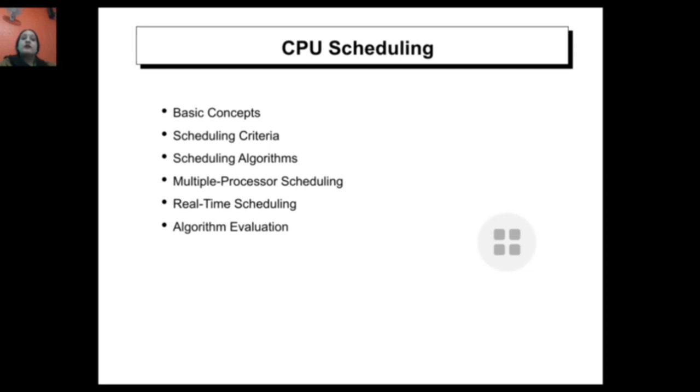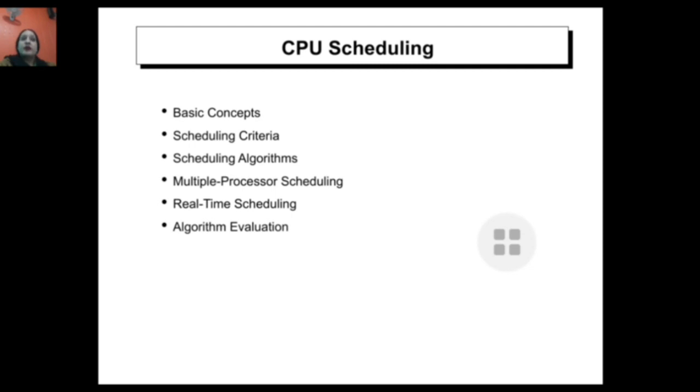Now what is the dispatcher? The dispatcher module gives control of the CPU to the process selected by the short-term scheduler. As we know, the short-term scheduler selects processes from the ready queue in main memory. This involves switching context, switching to user mode, or jumping to the proper location in the user program to restart that program.